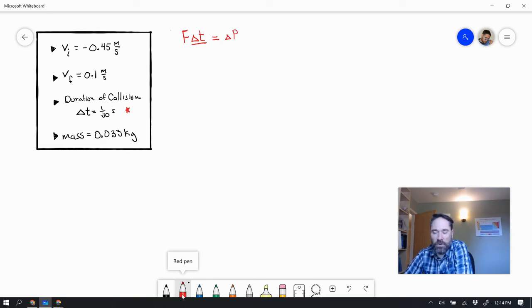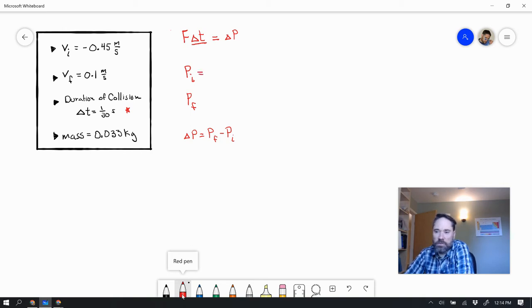To figure this whole thing out, the first thing I need to do is figure out what my change in momentum is. A change in momentum means that I need to figure out what my momentum is before the collision, and what my momentum is after the collision, so that I can figure out my change in momentum, which is nothing more than taking my final momentum and subtracting my initial momentum from it.